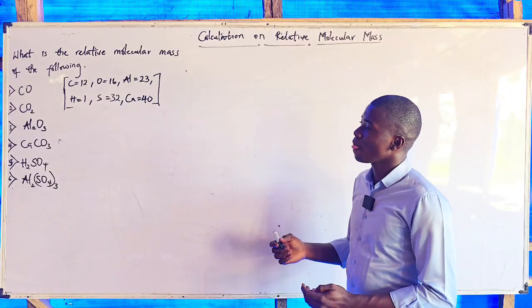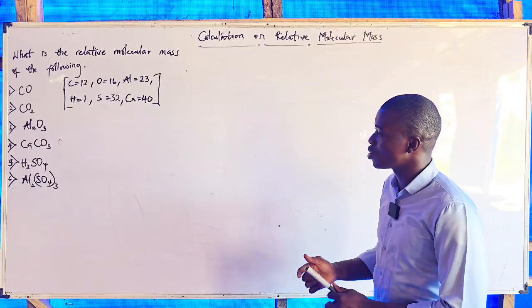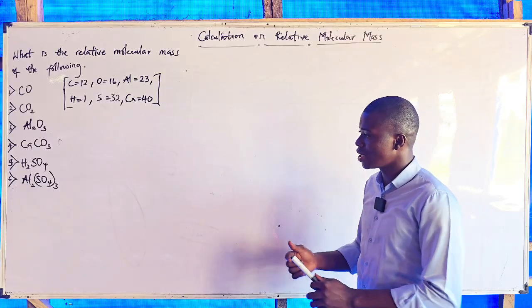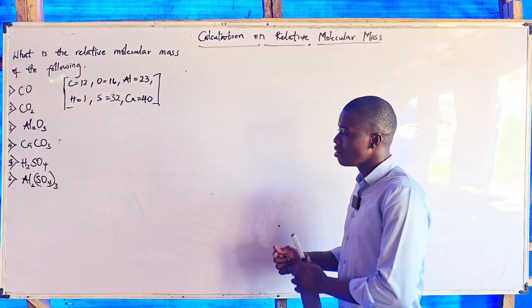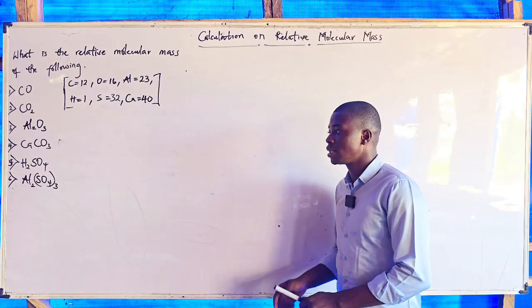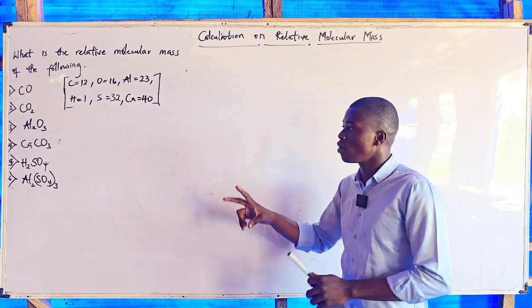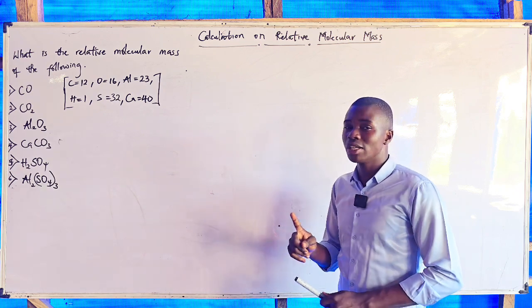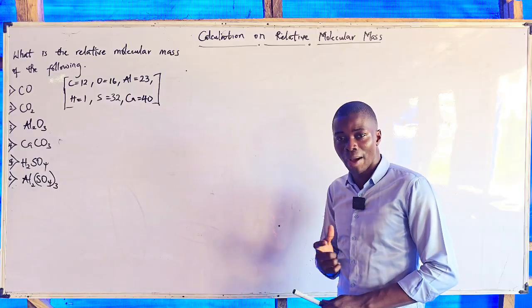We have CO, we have CO2, we have Al2O3, we have CaCO3, we have H2SO4, we have Al2(SO4)3. For you to be able to calculate the relative molecular mass of those compounds, there is need for you to understand their atomicity per element.